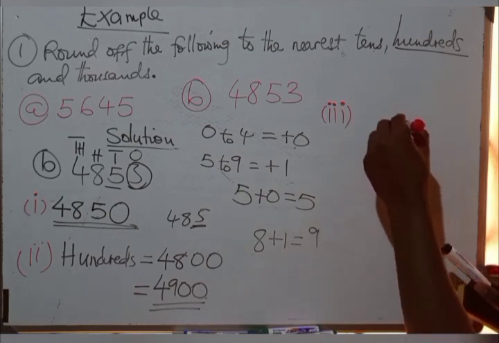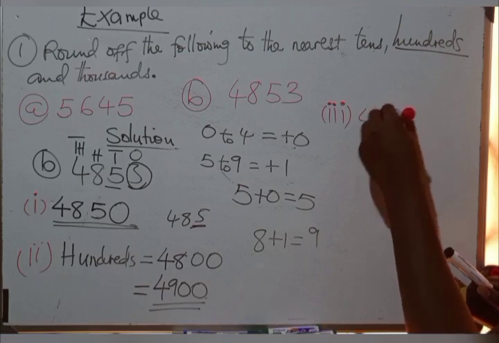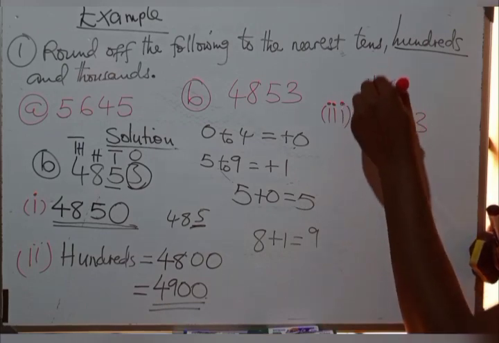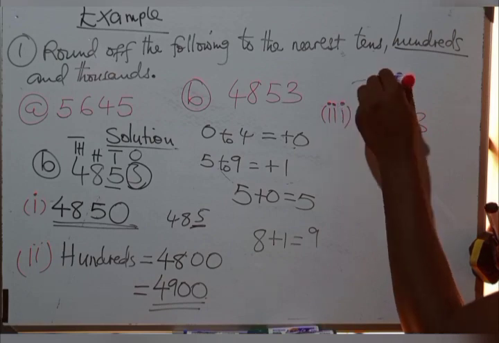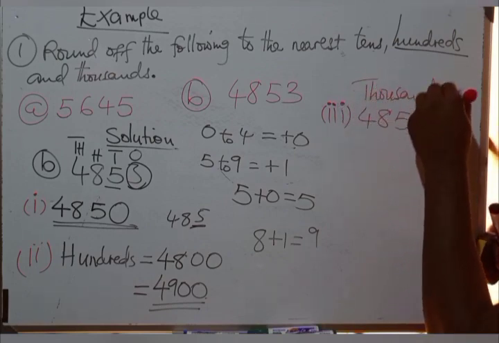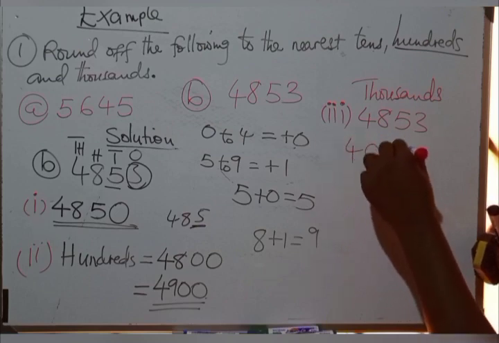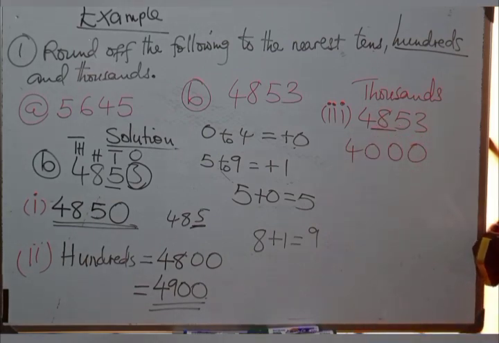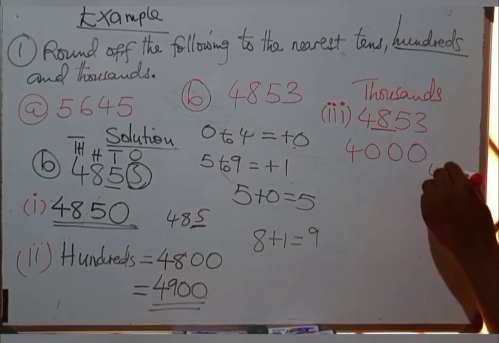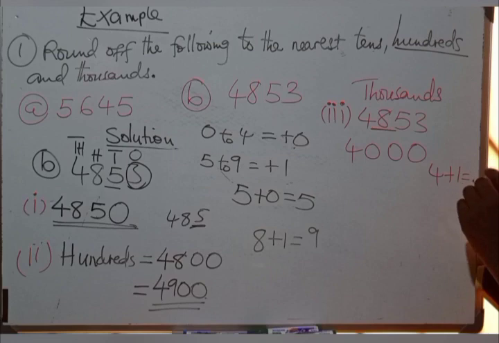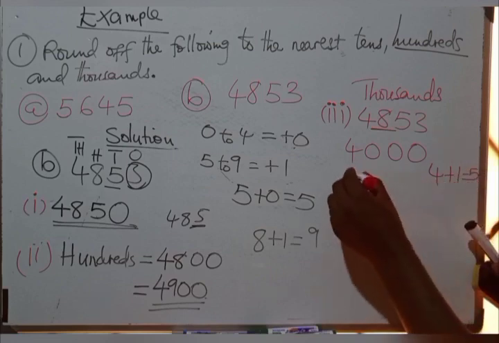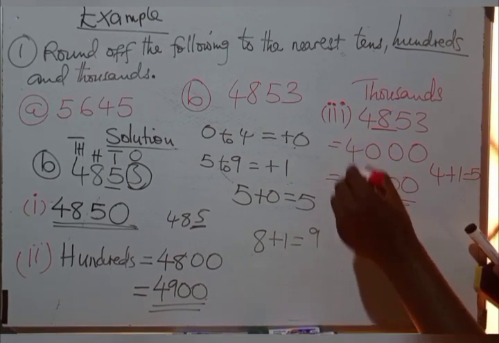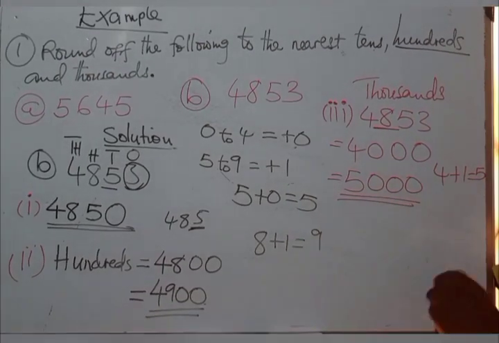We go to Roman numeral number 3. We are repeating the same number, which is 4853, to the thousands. So we are going to have 4 and 3 zeros, because this is 4,000. Now, the digit after 4 is 8. So this means that we are going to add 1 to 4, because it is 8. So 4 plus 1, the answer is 5. So we are going to have 5 and 3 zeros. The answer will be 5,000.